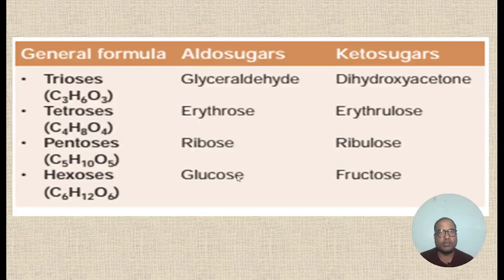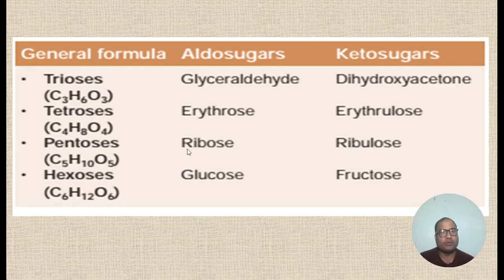You can see over here an aldose sugar or keto sugar. There are 3 carbons over here and 3 oxygens and 6 hydrogens, twice the number of carbon. Trioses: glyceraldehyde if it is an aldose, and if it is a ketose sugar, it is dihydroxyacetone. Tetroses: erythrose, erythrulose.